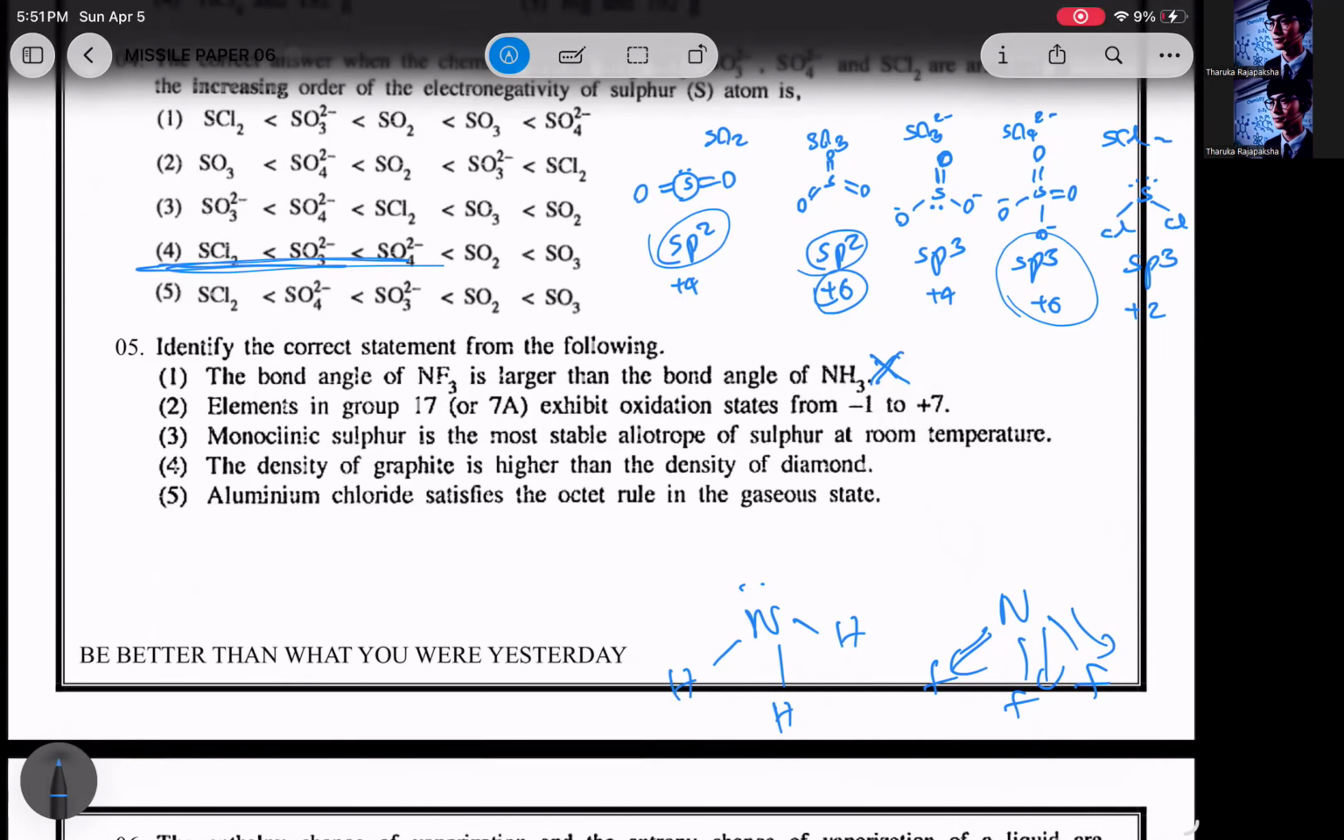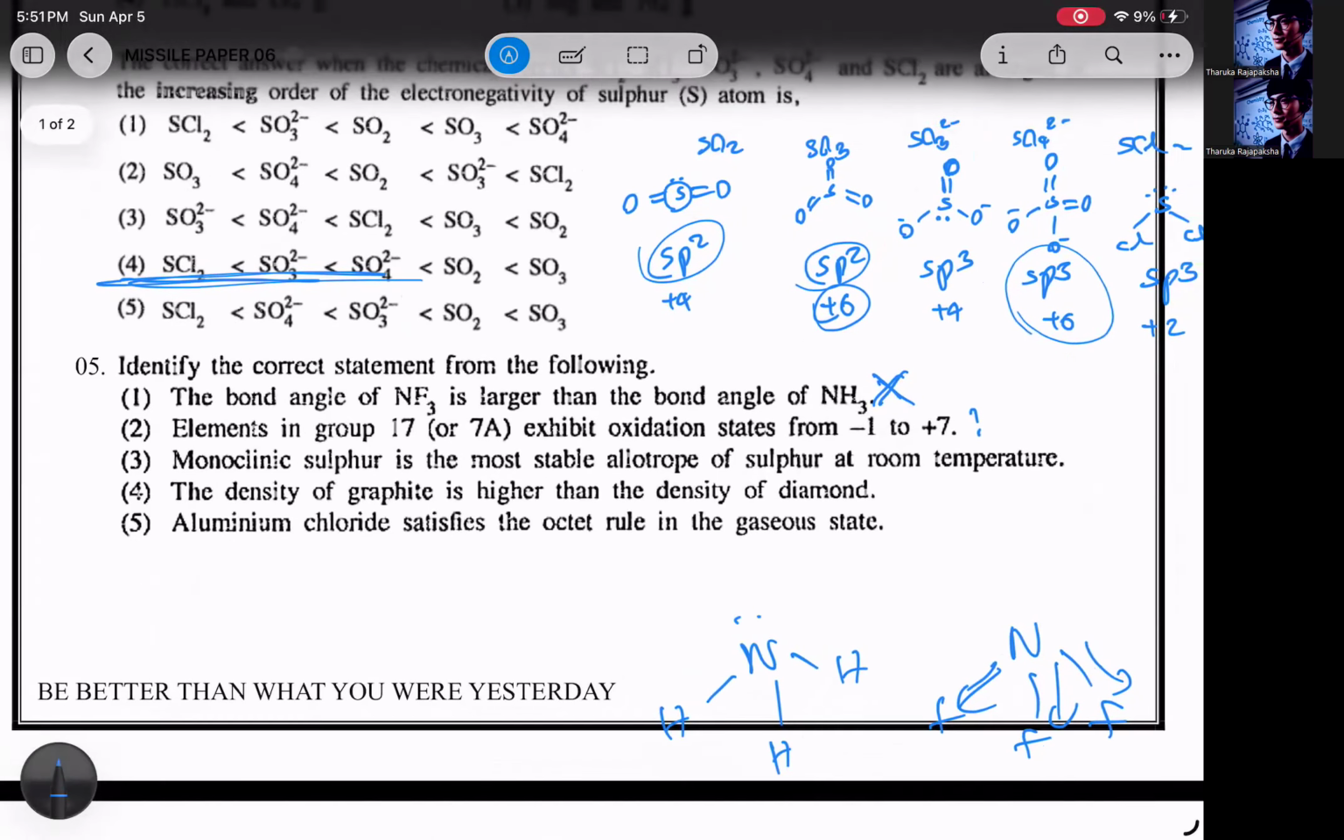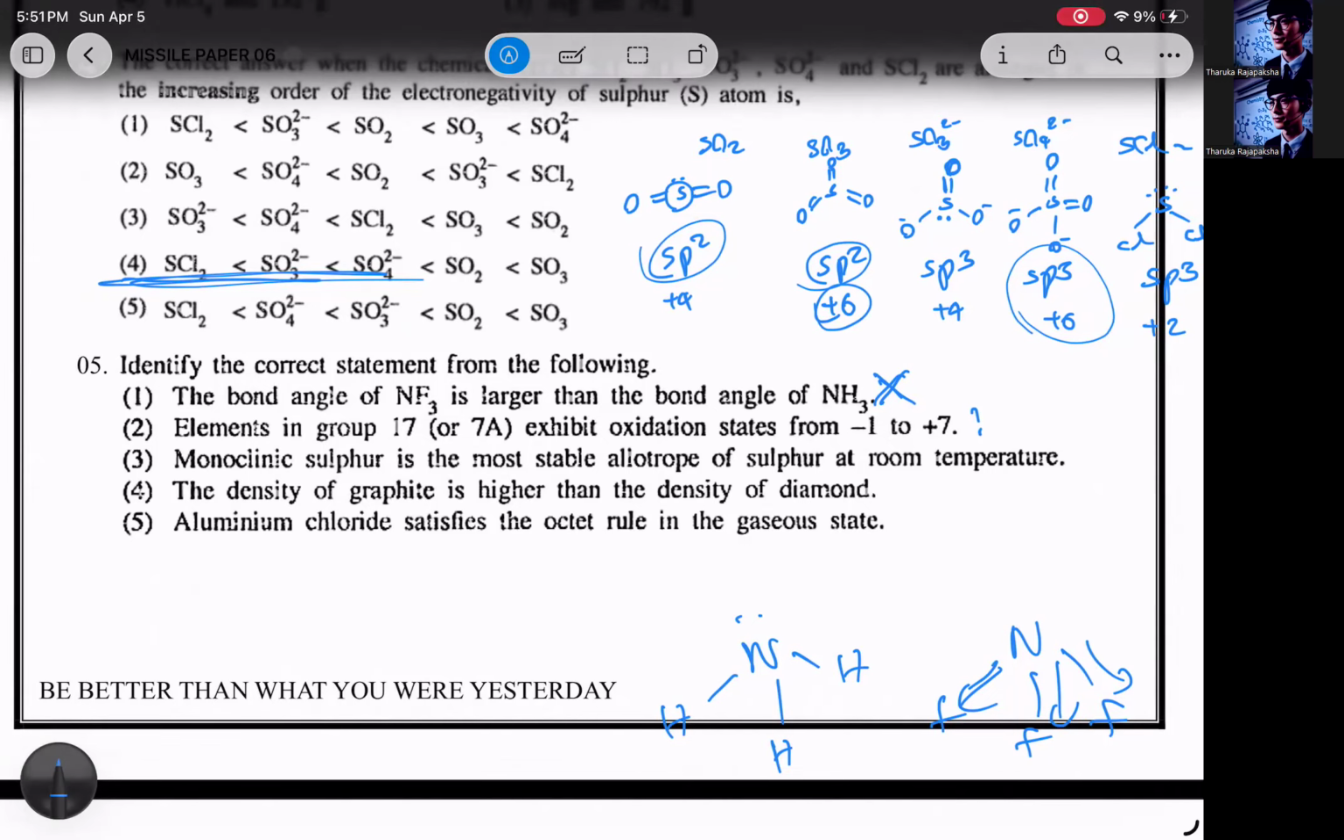So that's wrong. Second one, elements in group 17 exhibit oxidation states from -1 to +7. Not all elements. Fluorine only has 0 and -1. So I'm going to just leave it here. I'm going to read the other questions and confirm it. That's how you mark MCQs, huh? Right? That's how you do MCQs.